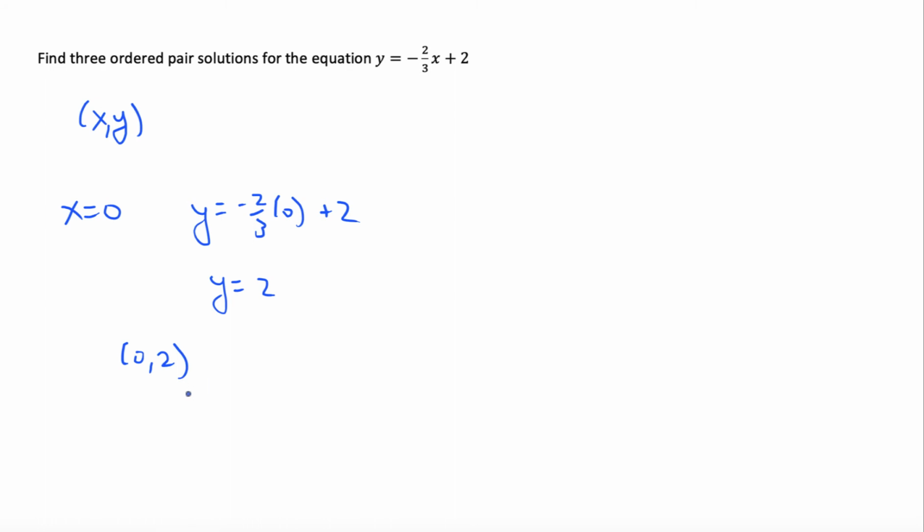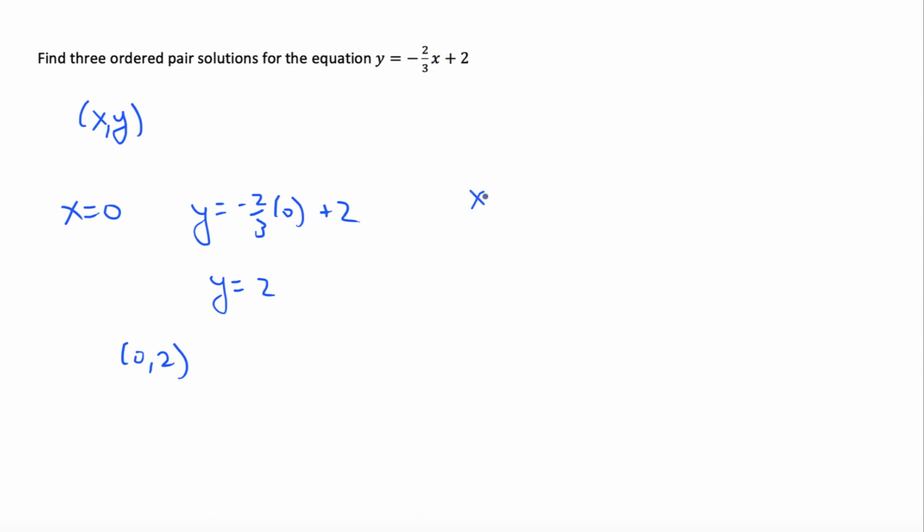Now you notice that, like I said, we can plug in anything we want for x. We can plug in 1 or 2, or we can also plug in anything we want for y as well. But in this case, because of the fraction, because there's a 3 in the denominator, the best thing to do would be to plug in multiples of 3.